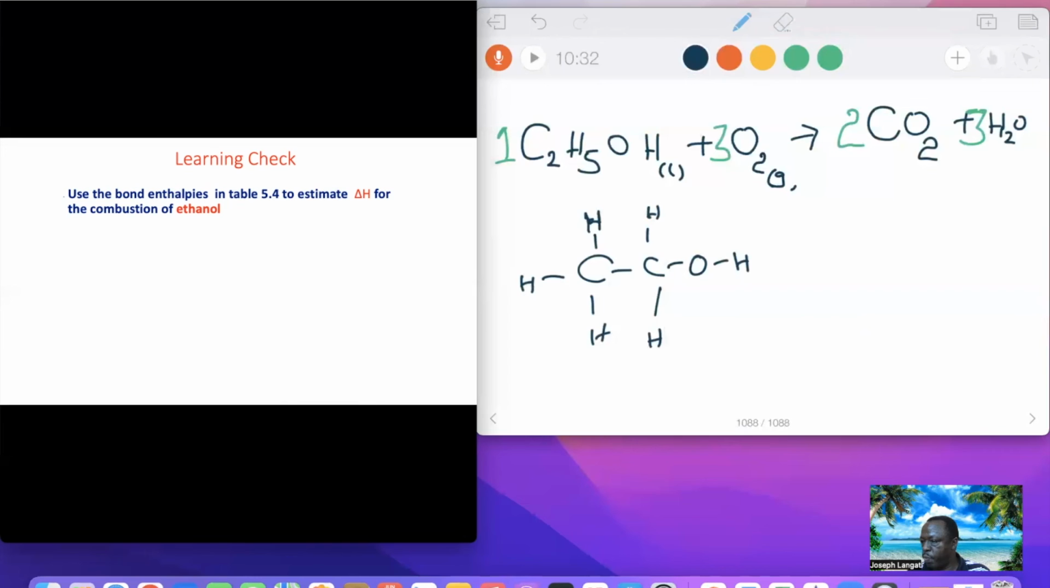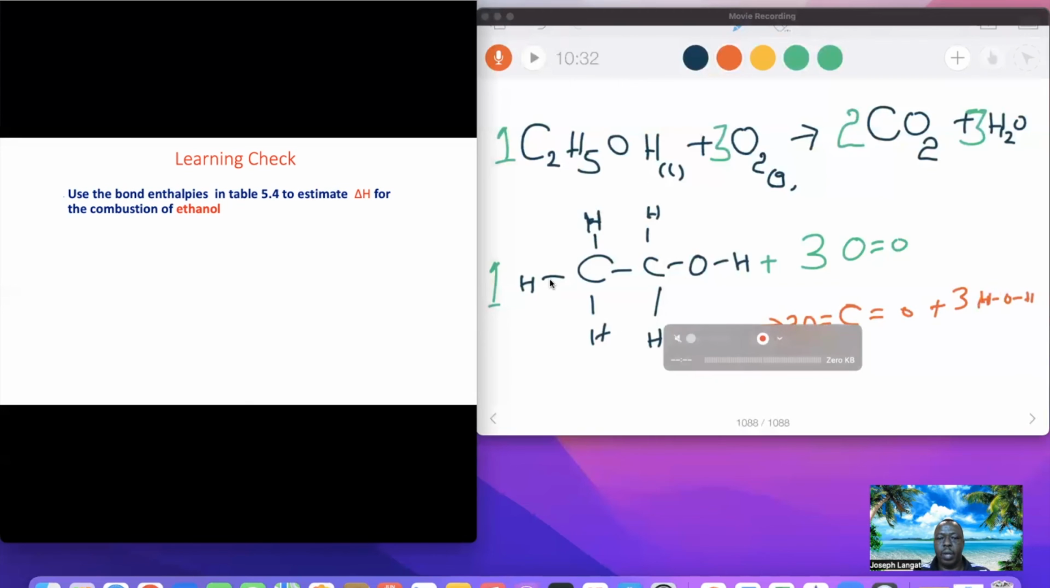And we have one here, plus 3 oxygen, there is a double bond here. That's the structure for carbon dioxide, and we have 2 of them. This is carbon dioxide plus 3H2O, like that. So with this, you can now see what type of bonds are broken.